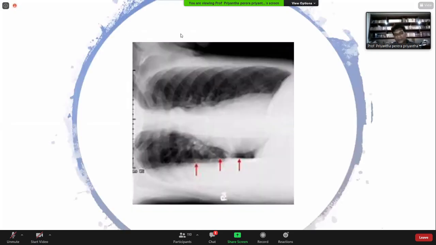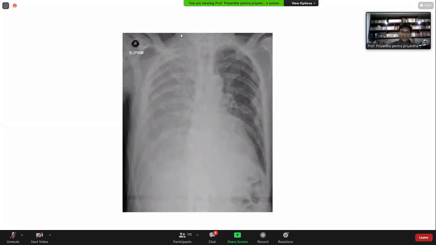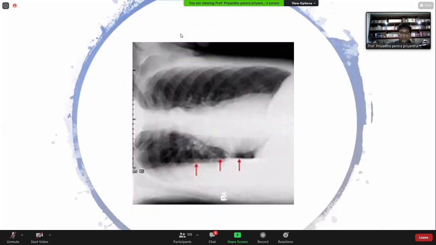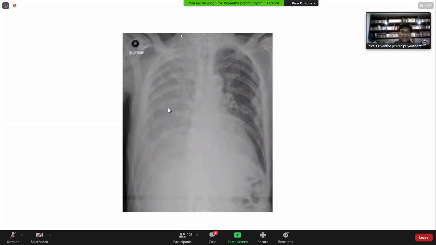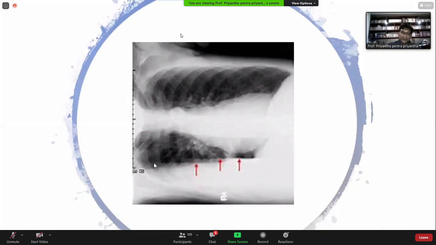This one, what is this X-ray called? Lateral decubitus view, right? So when you have this child, this is what you do. If you take the patient to a side and take a lateral X-ray, then you see it like that. The fluid layer will accumulate at the lower part of the thoracic cavity like that. So this is how it will appear in the chest X-ray.